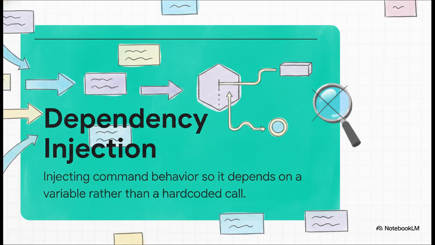Well, the official industry term for this pattern is dependency injection, or DI. We're essentially injecting the behavior of the exit command directly into the main function. What this does is it makes our main function no longer completely reliant on a hard-coded, unchangeable system call. Instead, it depends on a variable that we completely control.